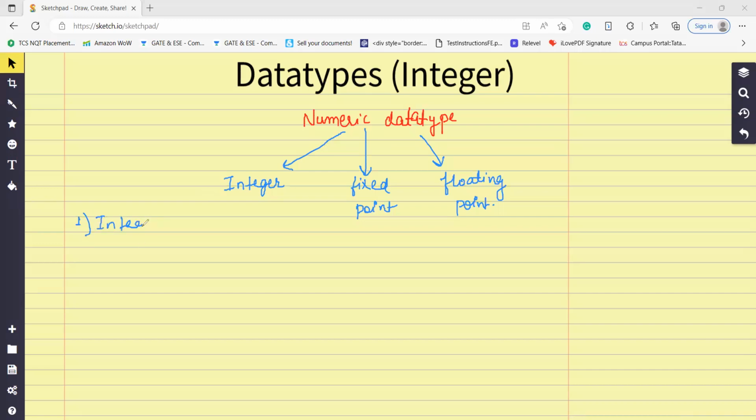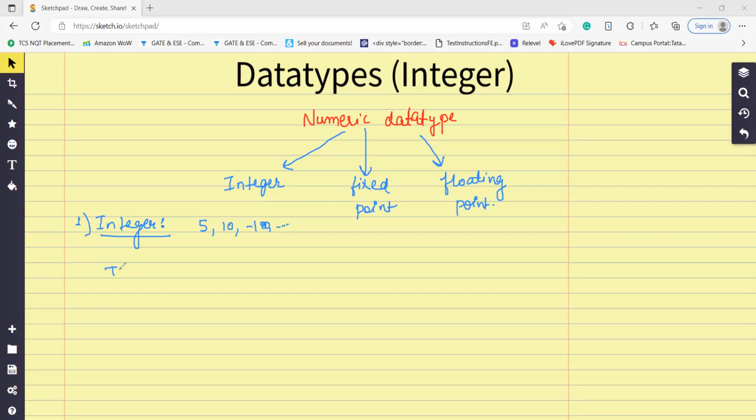Integer. In this, we store a whole number with no decimal point, like 5, 10, minus 100, and so on. In integer we have different types. Integer is divided into different types in SQL.